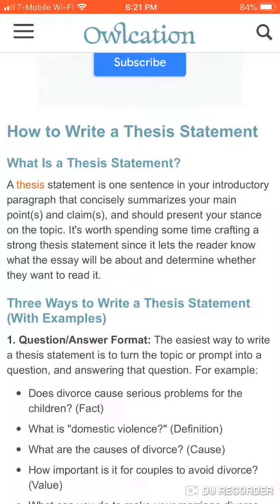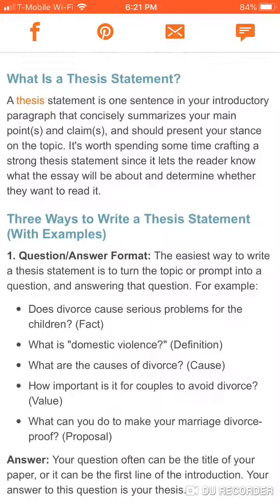Three ways to write a thesis statement, for example. 1. Question and answer. The easiest way to write a thesis statement is to turn the topic or prompt into a question and then answer that question. For example, does divorce cause serious problems for children? It's one of fact. What is domestic violence? It's one of definition. What is the cause of divorce? It's one of cause. And how important is it for couples to avoid divorce? It's one of value. What can you do to make a marriage divorce-proof? It's one of proposal. And you need one answer.